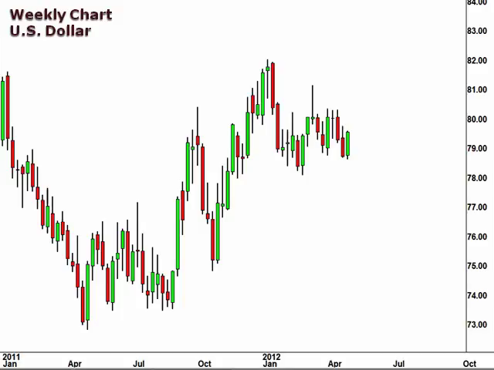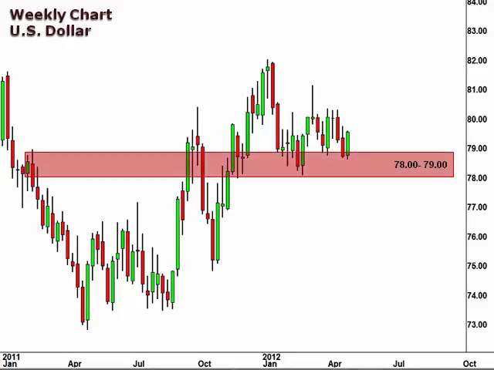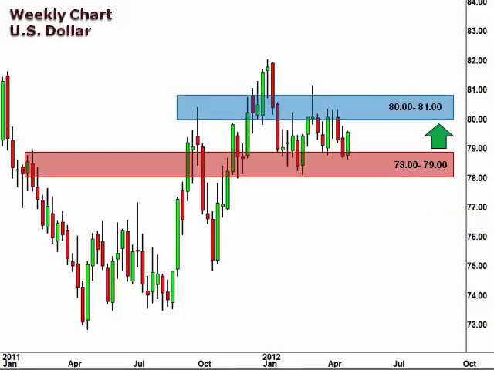Let's start off with a look at the weekly chart of the US dollar index. The US dollar index dipped below 79, but closed strong last week. 78.79 remains a key support, and any break below 78 opens the window for a bigger picture drop. We suspect another test of 80.81 for resistance.